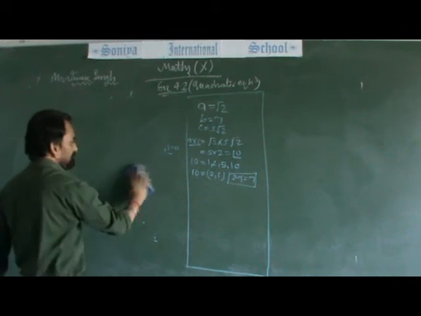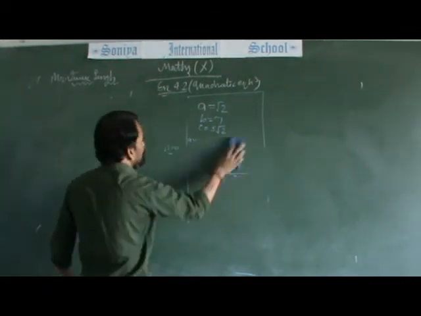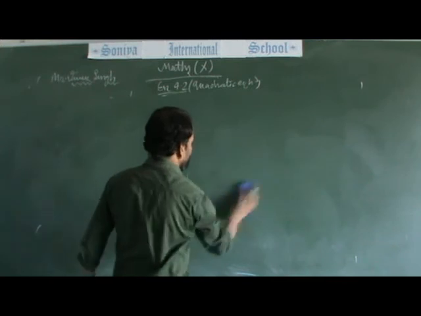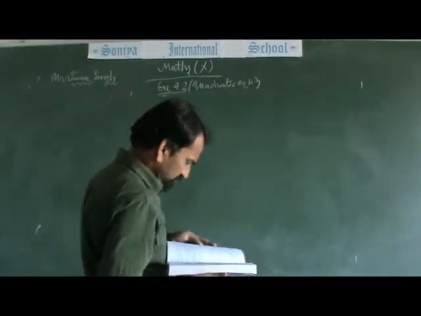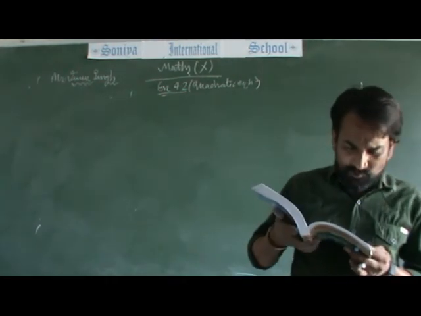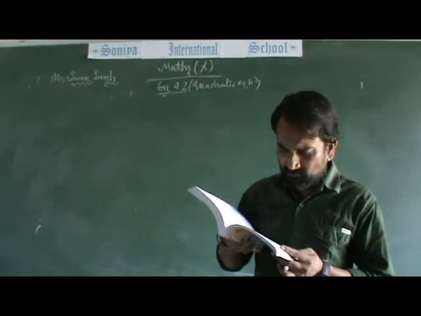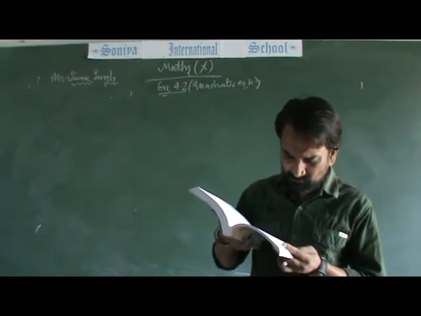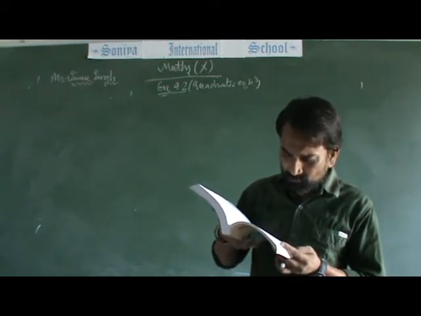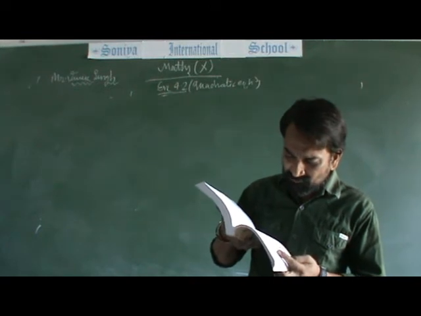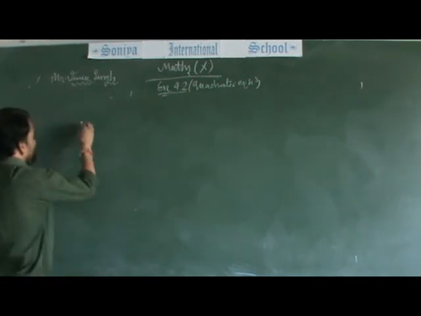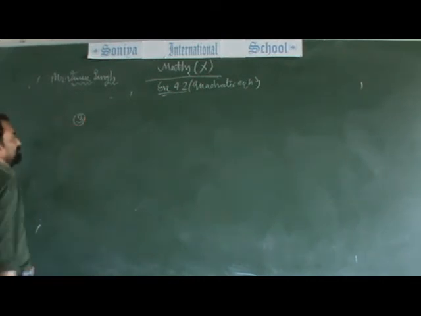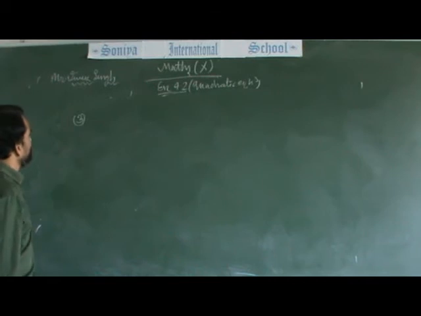Now we are going to the next question. Question number 2 of the same exercise: solve the problem given in example 1. Already done. Question number 3: find two numbers whose sum is 27 and whose product is 182.